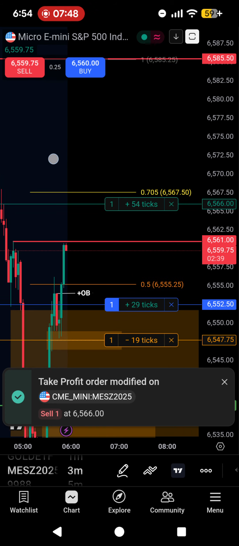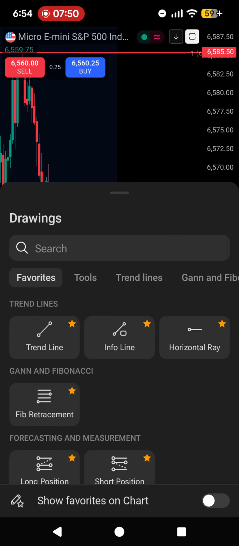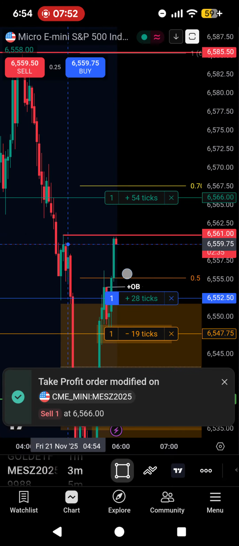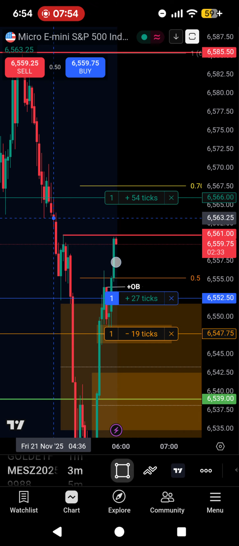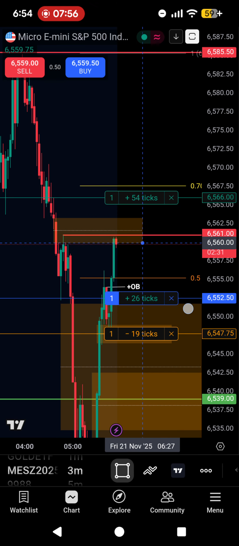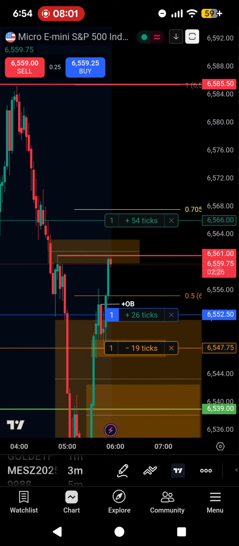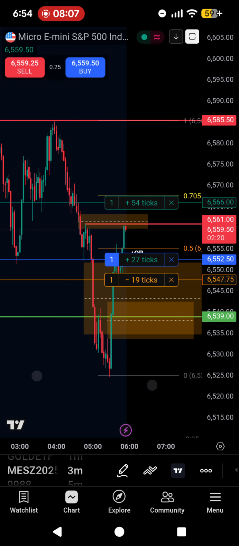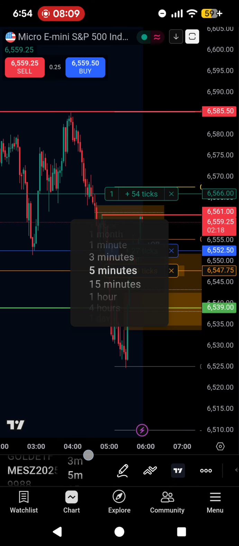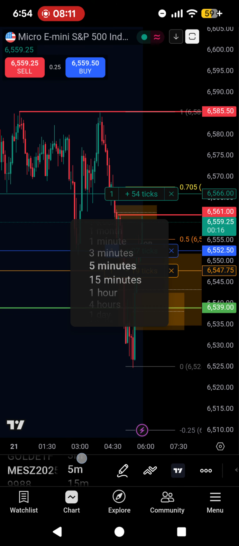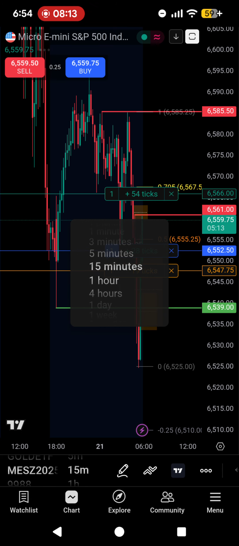Okay, so we're going to see this inversion fair value gap to not be respected. It goes to the OTE level, 70.5 level. So what is this trade based on? Again, I'm going to go to the 15-minute chart so you guys can see what this trade is based on.